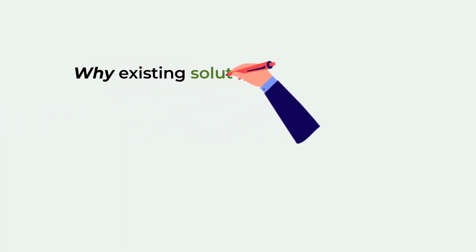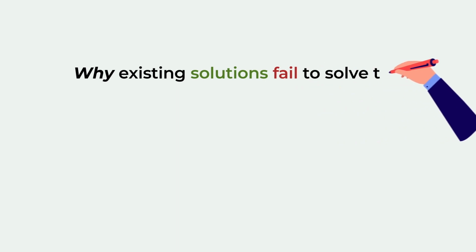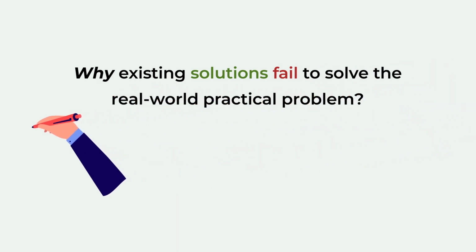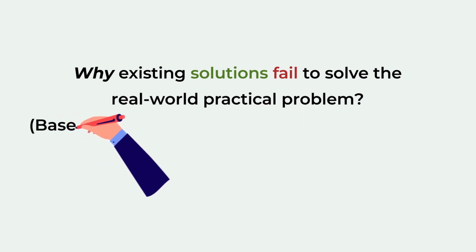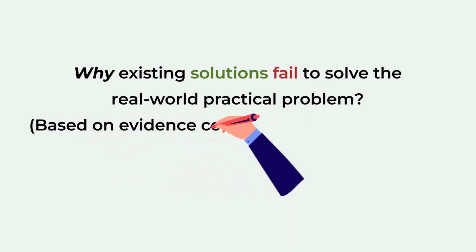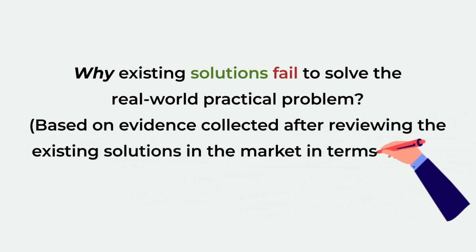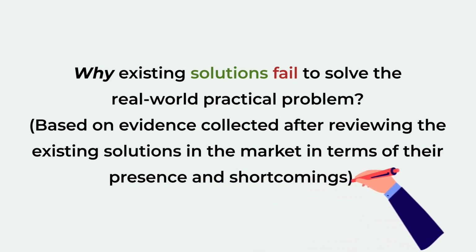Let us now see what the question of LCI component number 3 is. The third component of the LCI asks academic inventors and entrepreneurs the question of why existing solutions fail to solve the real-world practical problem. This question can only be answered if it is based on evidence collected after reviewing the existing solutions in the market in terms of their presence and shortcomings.